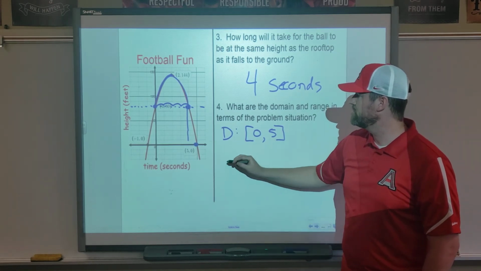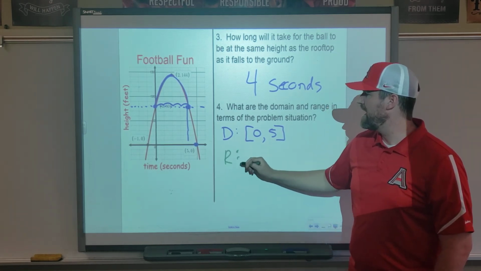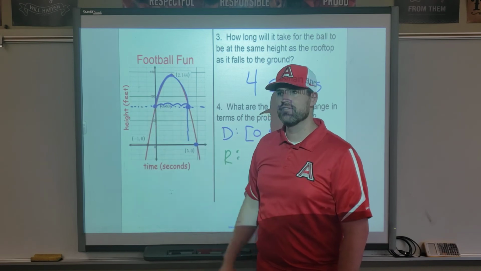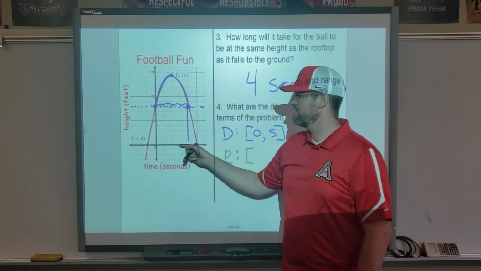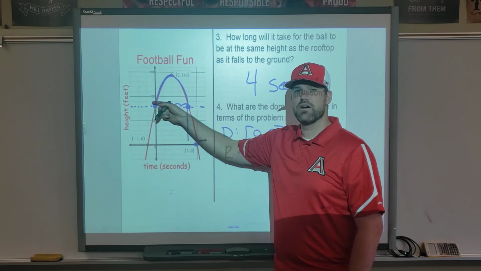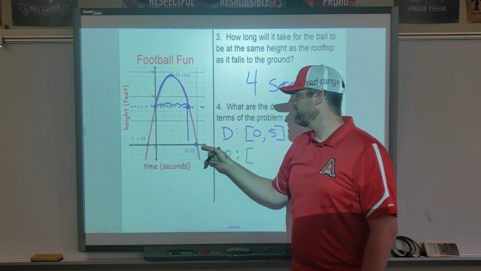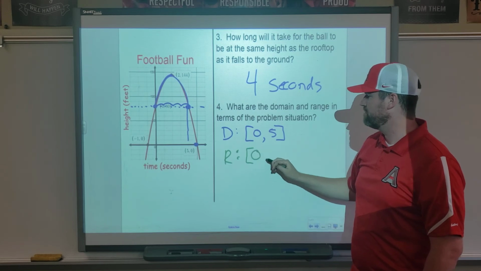For the range, we're going to look at how high the football went, right? The height of the football. And in context of the problem, the lowest the football is going to go is the ground, right? It started 80 feet above the ground. It's going to end on the ground. So the lowest it went was 0 feet.